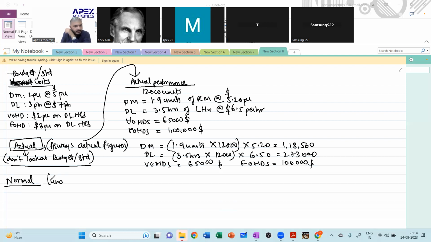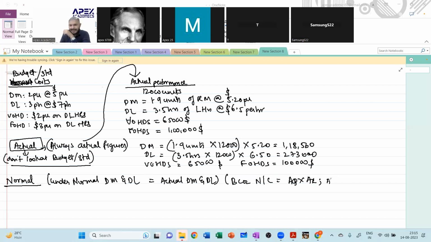Now under normal, please pay attention to what will happen. Direct material and direct labor will always be equal to actual direct material and direct labor, because normal costing uses actual quantity multiplied by actual rate and actual hours multiplied by actual rate. You can say actual price, actual rate, it all means the same thing, right? Direct material, how much have you used? You have used 1,18,560. So the story is over. Direct labor, how much have you used? 2,73,000. This is the principle of normal costing.